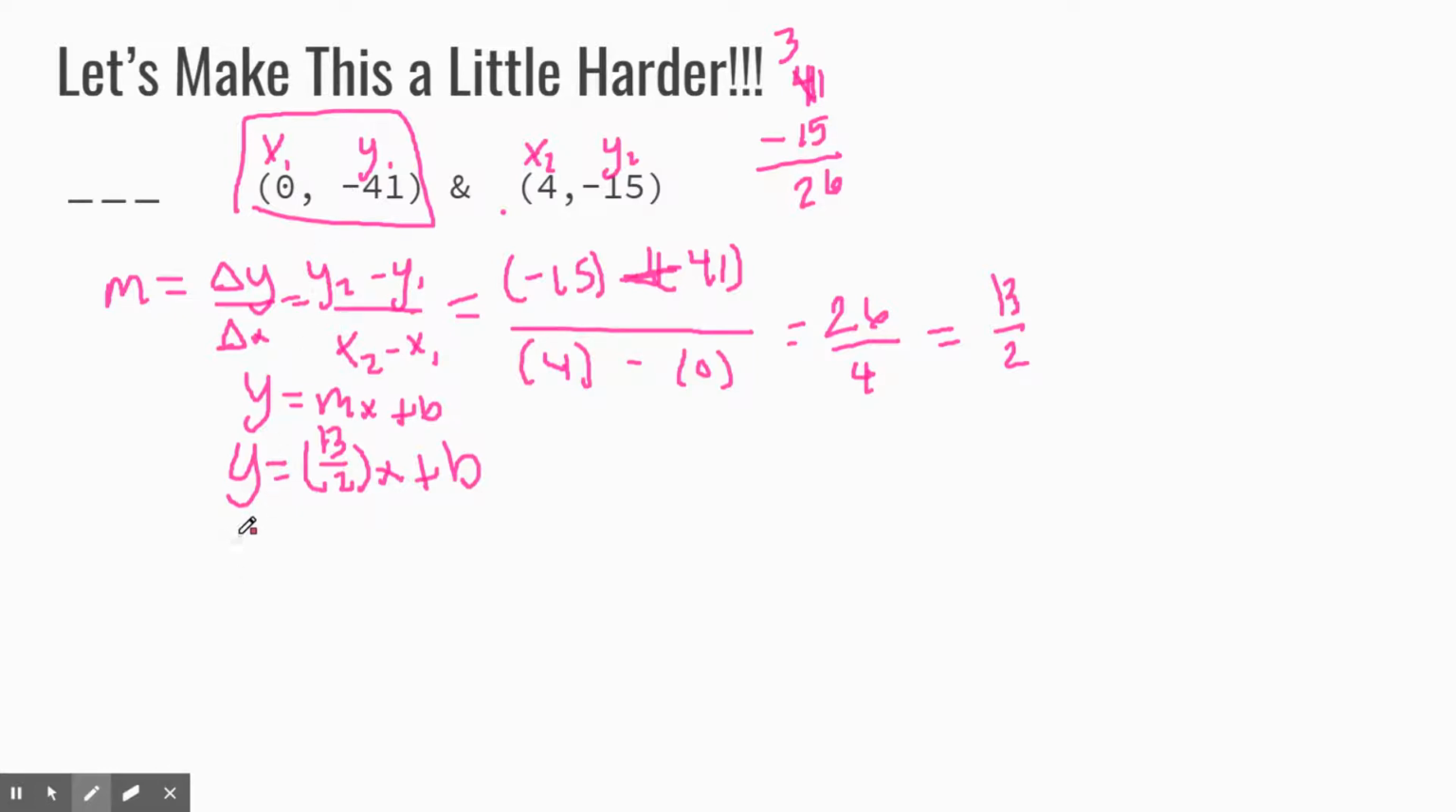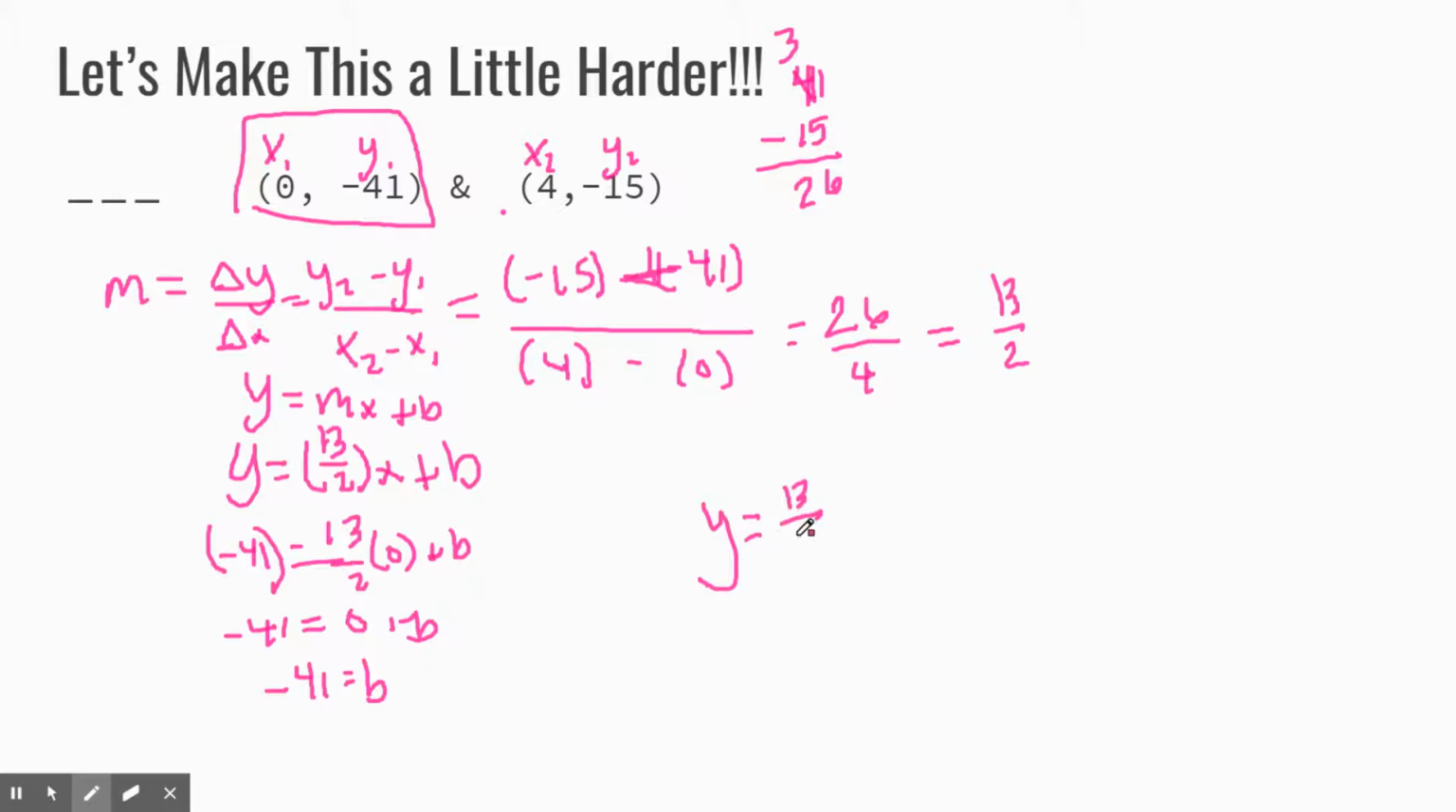So I'm going to plug in y equals negative 41 equals 13 over 2 times 0 plus b. Okay, 13 over 2 times 0 is equal to 0 plus b. So negative 41 is equal to 0 plus b. So negative 41 is equal to b. So now if I plug that into my equation, I get y equals 13 over 2x minus 41.